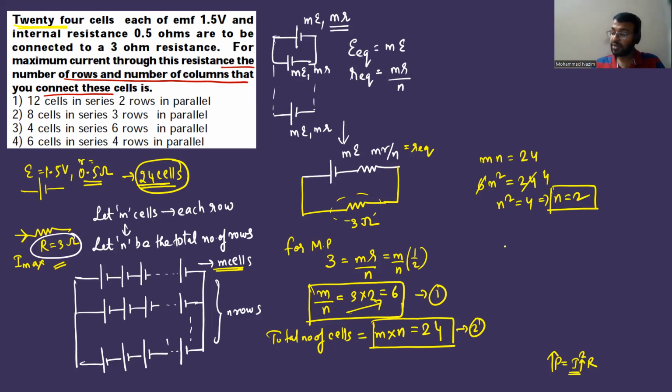And therefore, what is M? M is equal to 6n, that is 6 into 2, 12. So in each row there should be 12 cells, and there should be 2 rows like that. 12 plus 12 becomes 24. So 12 cells in each row, correct? That is in series, and 2 rows in parallel. First option.